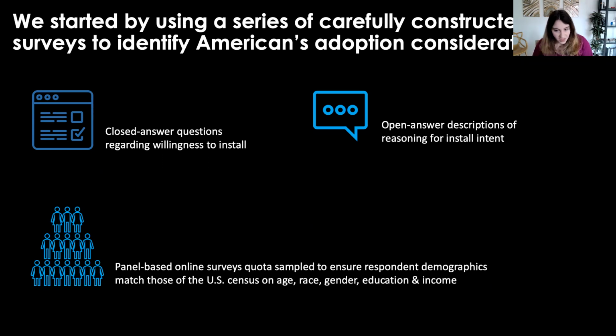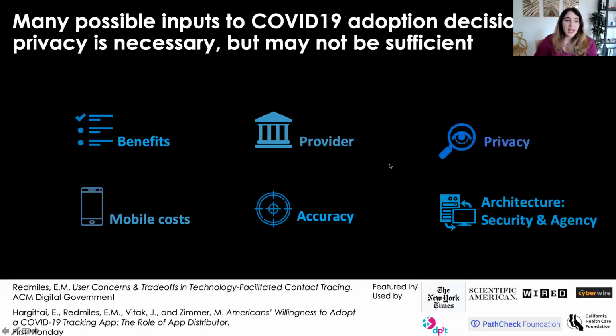And we wanted to make sure that we kind of broadly sampled opinions from the population we were interested in, which was the United States. And so we made sure that our surveys covered people whose demographics matched those of the US Census. And with these surveys, what we found was that there are many possible kind of adoption inputs in people's decision-making. So the first was the benefits. What is this app going to do?